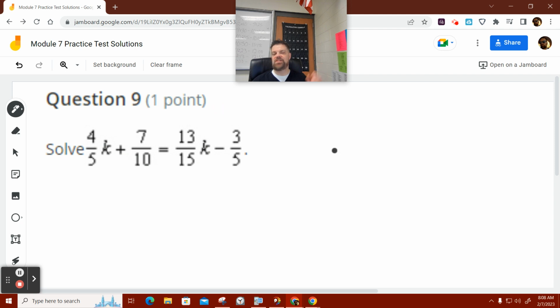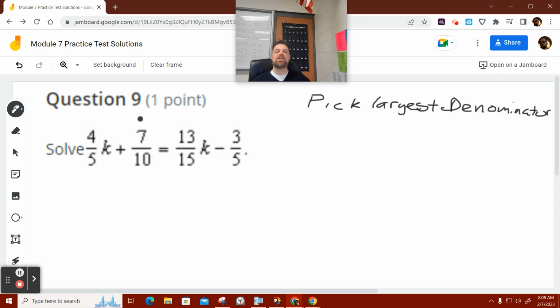So write this down in your notes. Pick largest denominator.